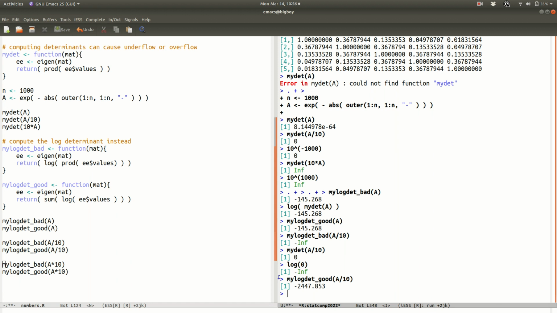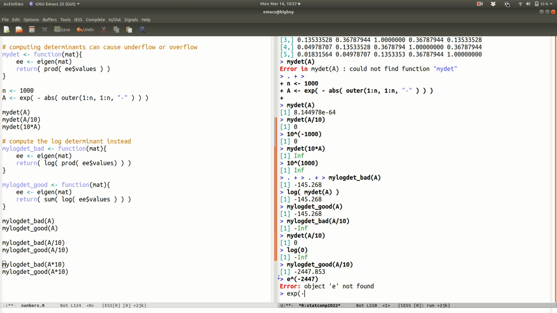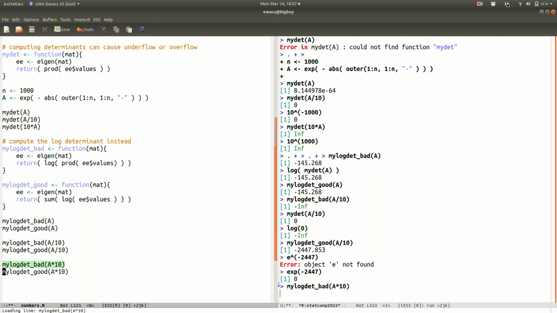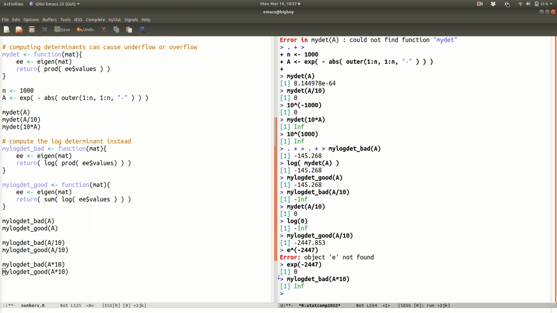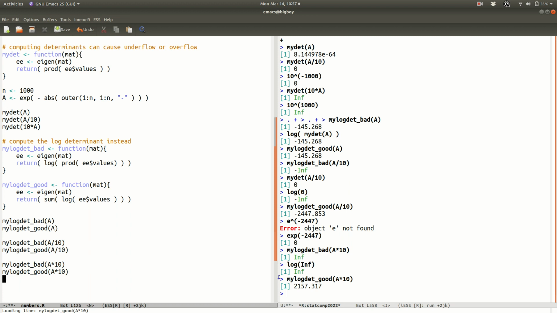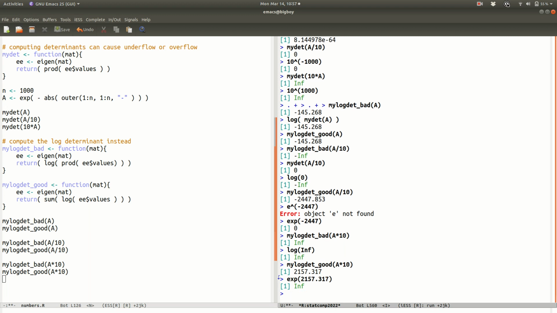So this means that we can think of the determinant as e to the minus 2447, exp of that, which is a number that's not representable in floating point. So we could still store information about the size of this determinant by working on the log scale. And the same thing works for big numbers. My log det bad is infinity because log of infinity is infinity. And my log det good gives us a reasonable number, which means that the determinant is actually this, which of course is too big to be represented, which is why you get infinity.